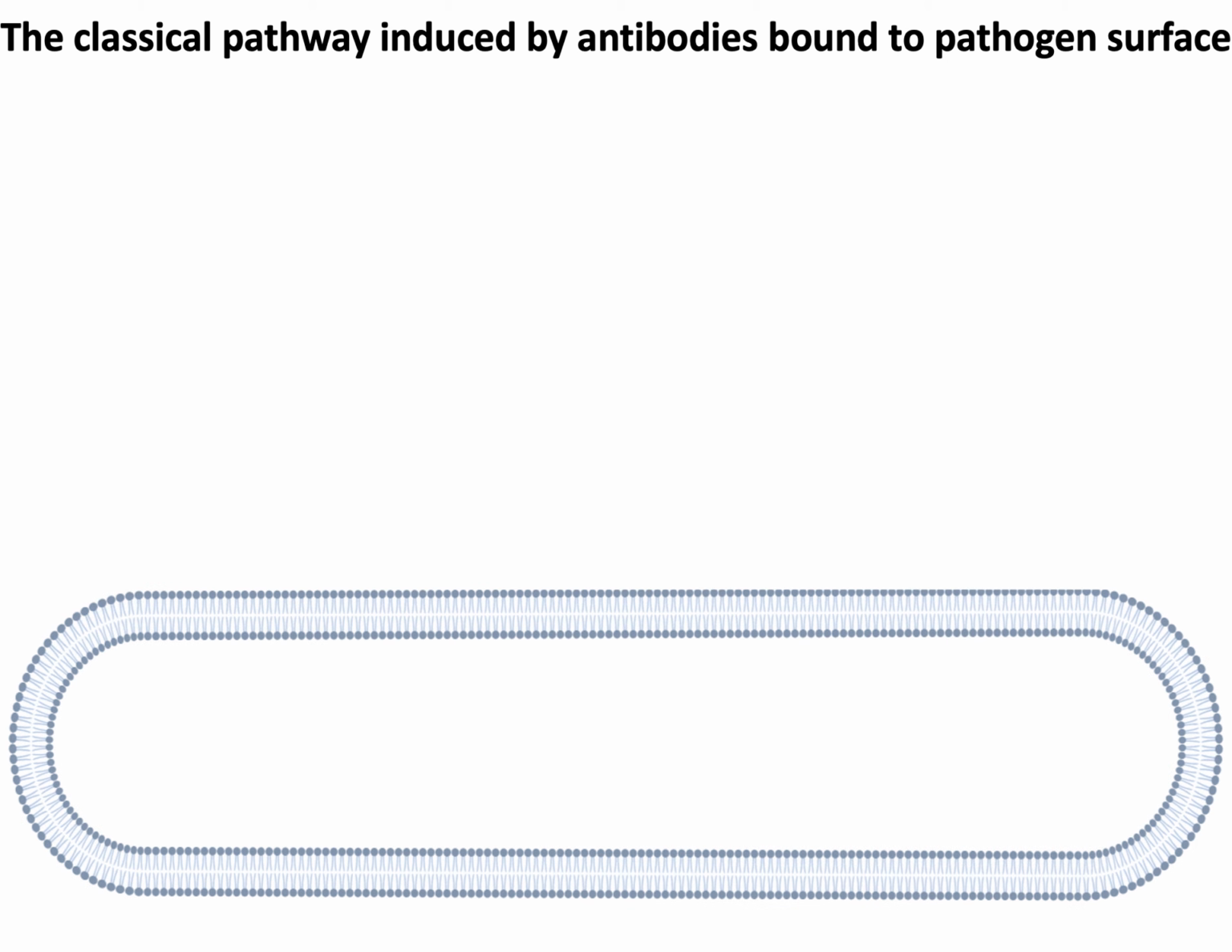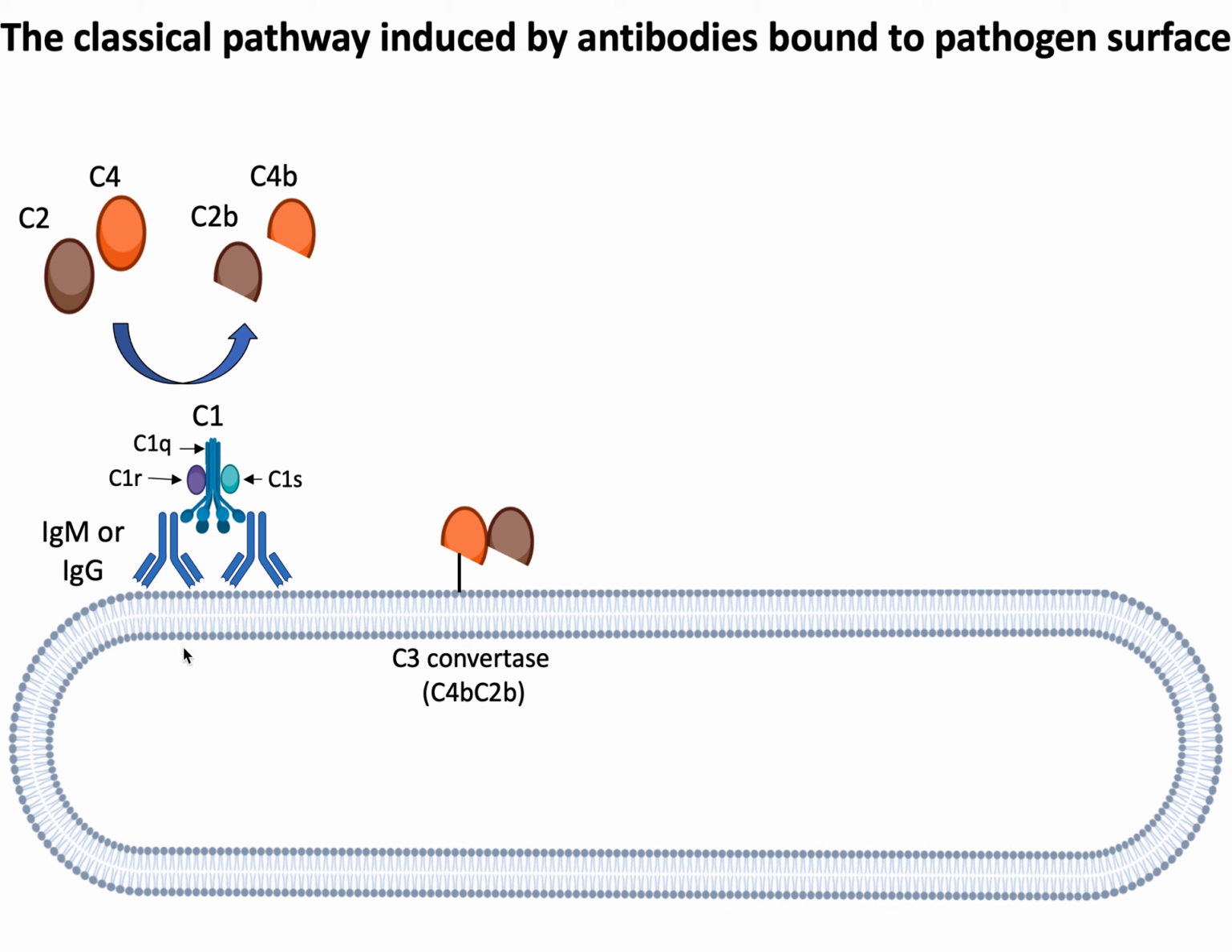There is another important pathway that I'm just going to mention briefly called the classical pathway. It shares many components with the mannose binding lectin pathway, which I'm not going to discuss in this tutorial. The classical pathway differs from the alternative pathway in that it requires antibodies to bind to the surface, and some of the initial components that initiate the classical pathway differ.